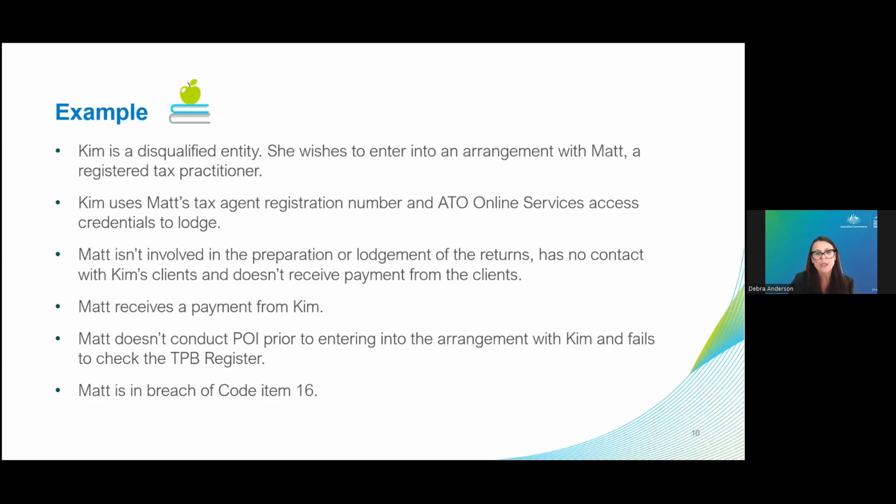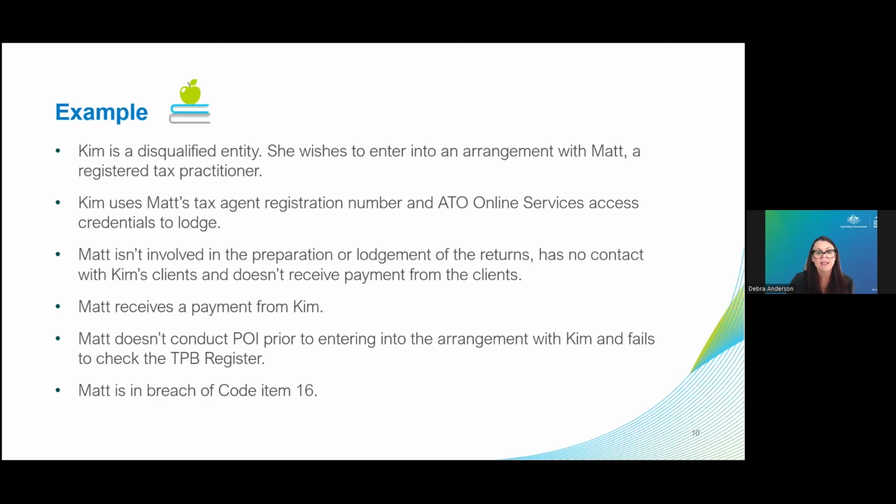Kim's still wanting to work though, and so Kim enters into an arrangement with Matt, and Matt's a registered tax practitioner, and Kim enters into the arrangement in connection with providing tax agent services to Matt. The arrangement involves Kim using Matt's tax agent registration number and Matt's ATO online services access credentials to lodge income tax returns. Now, Matt is not otherwise involved in the preparation or lodgement of these income tax returns. He doesn't provide any supervision to Kim, and is not in control over the services provided. But Matt does receive a payment from Kim based on the amount of fees she renders each month.